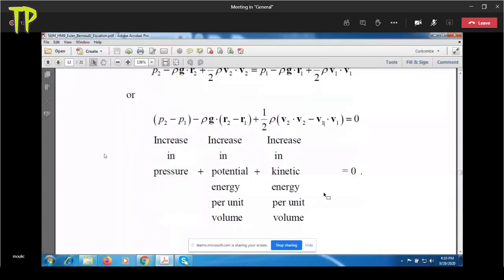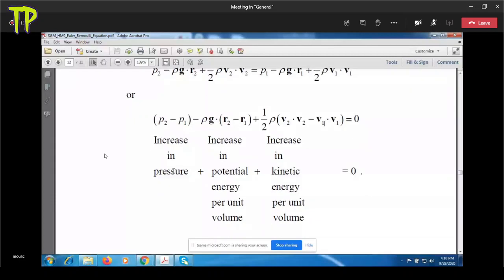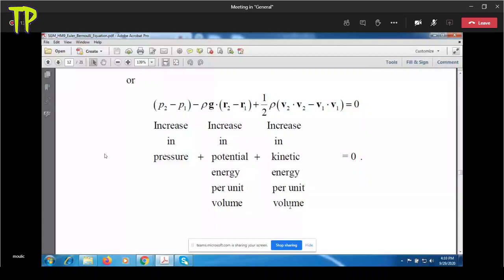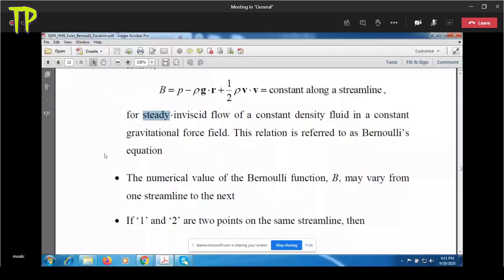So if you want to write in words, you say that when you move from point 1 to point 2, the increase in pressure plus the increase in the potential energy per unit volume, of course this is gravitational potential energy, plus the increase in the kinetic energy per unit volume of the fluid, this must add up to 0 when these four conditions are satisfied. The flow is steady, viscous forces are negligible, the density is constant, and the gravitational acceleration is constant.